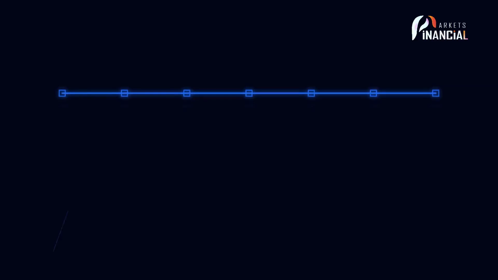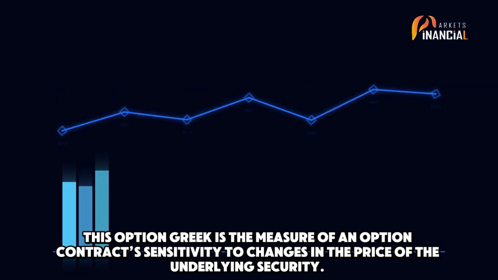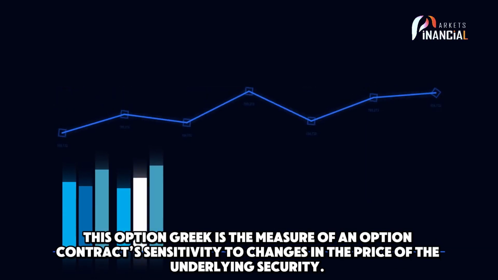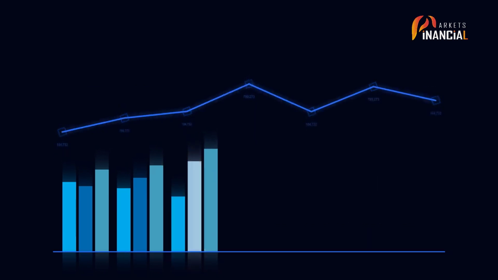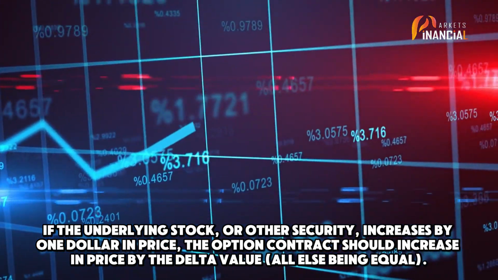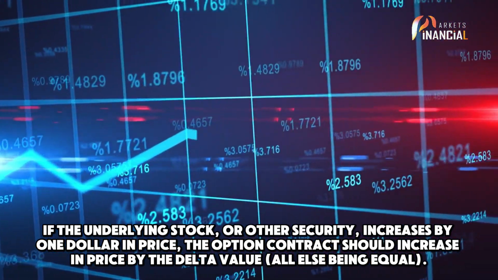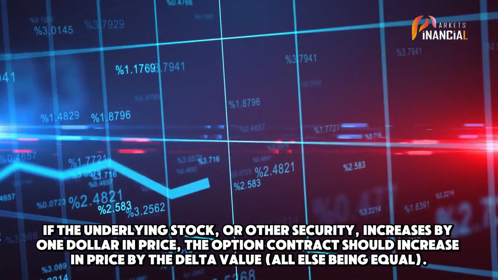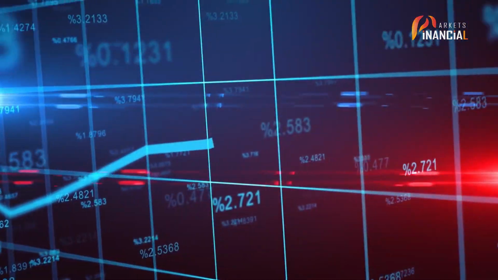Delta. This option Greek is the measure of an option contract's sensitivity to changes in the price of the underlying security. If the underlying stock, or other security, increases by $1 in price, the option contract should increase in price by the delta value, all else being equal.